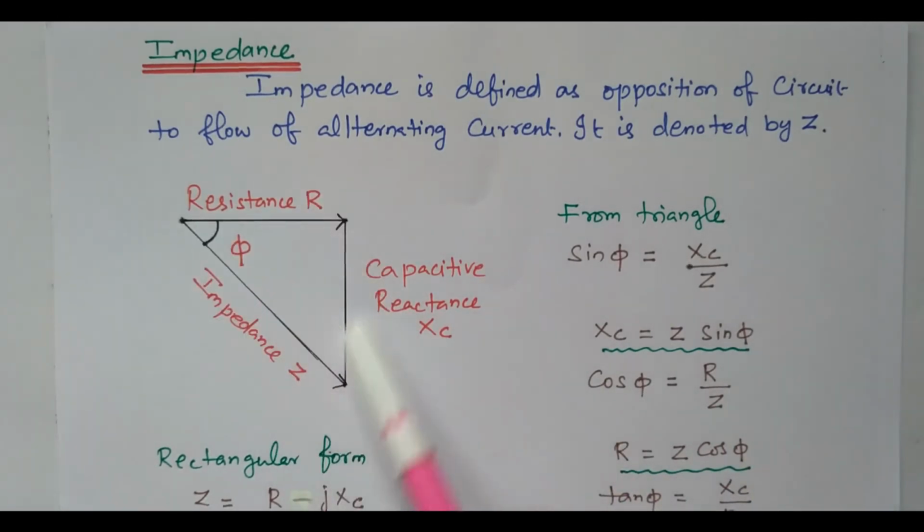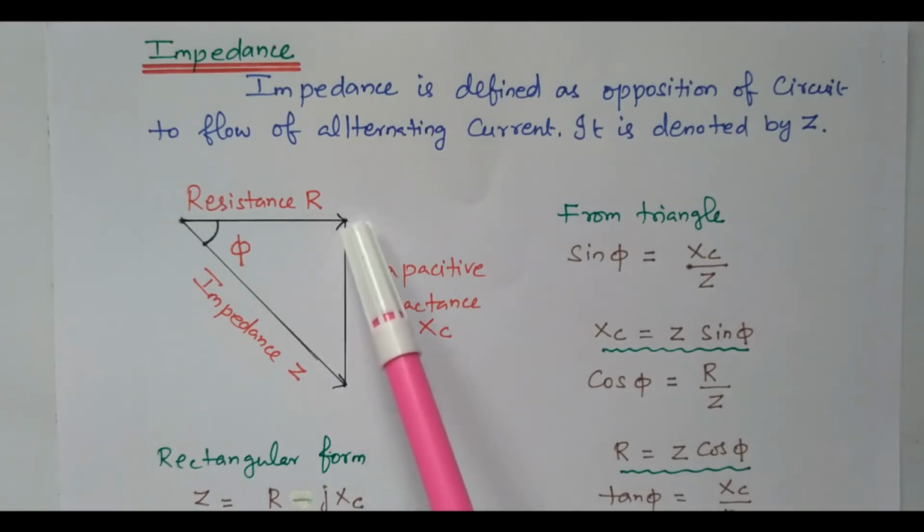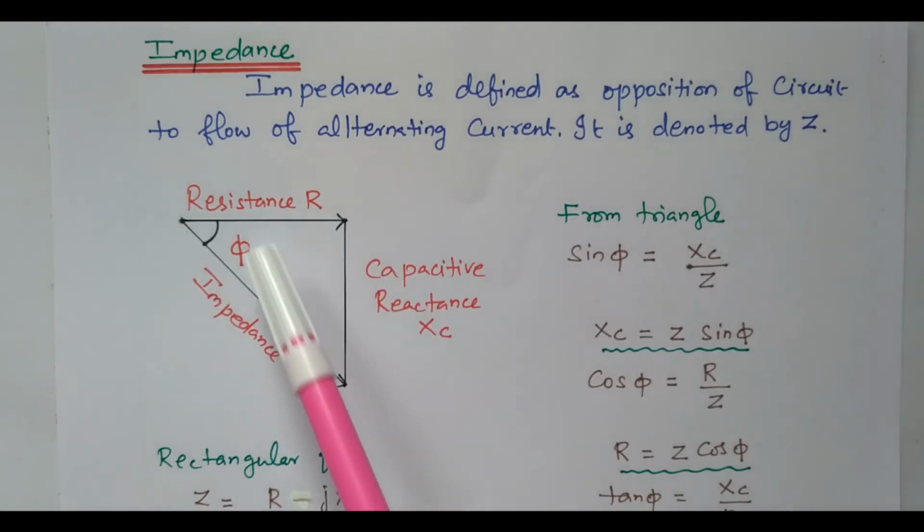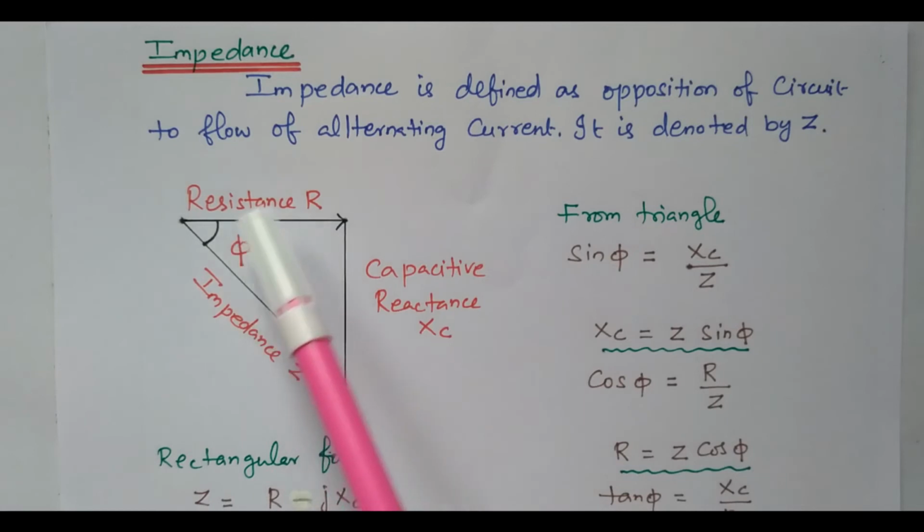So the impedance triangle is available. This is the resistance R, that is in phase with the current. This is the capacitive reactance Xc. That is, the voltage is lagging the current, so that goes downwards. The voltage is lagging; that is, current is leading but voltage is lagging. The sum of these two, R and Xc, is nothing but the impedance. So this is the phase angle between R and Z.